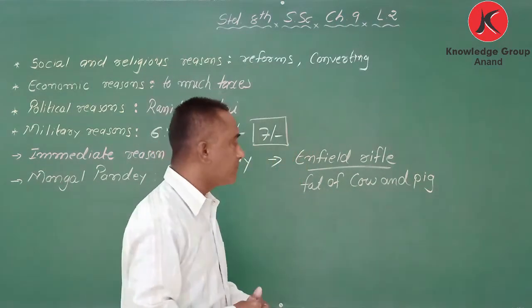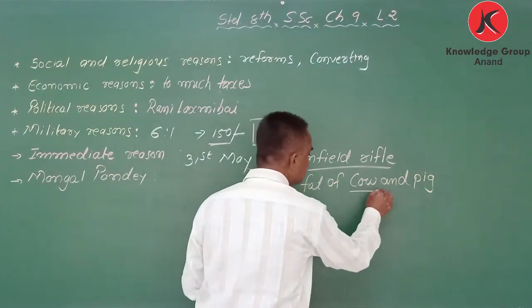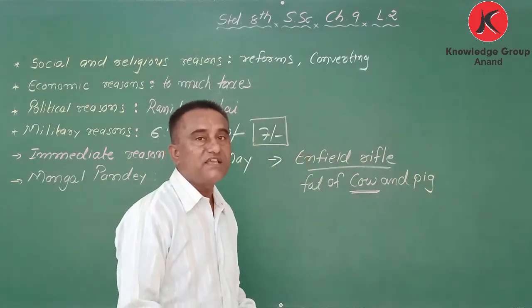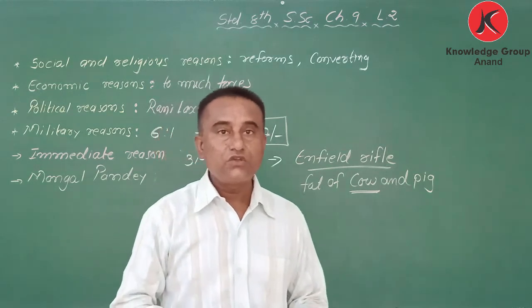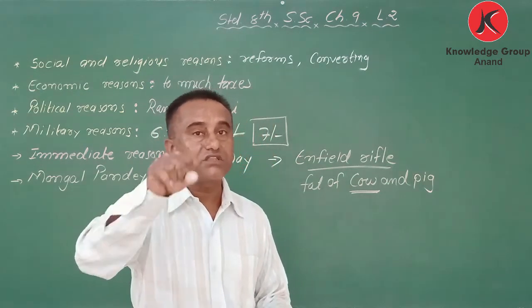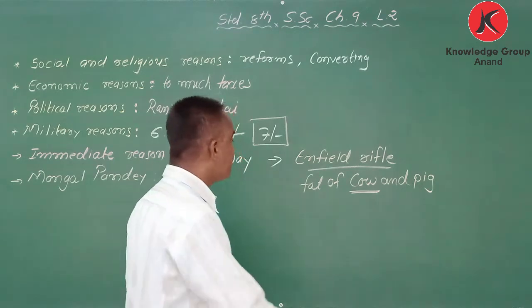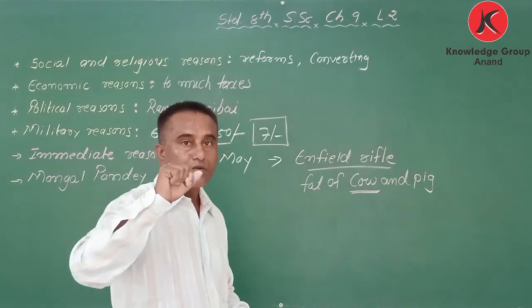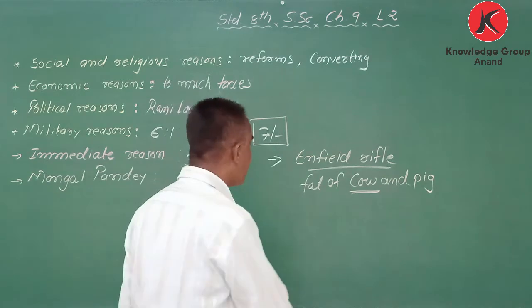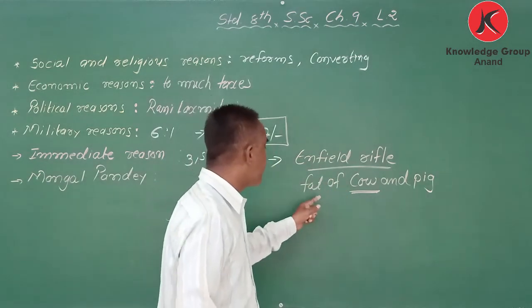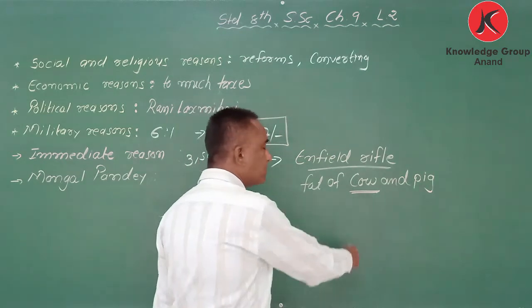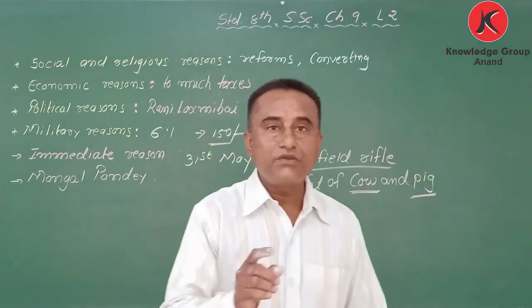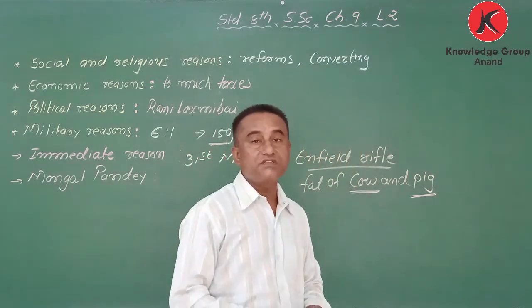So what happened? The Hindu people consider the cow a holy animal, and the Muslims consider the pig unholy. And my dear student, they said it was against their religion. So they did not want to open it. They did not want to touch this rifle. Why? Because the cap of the cartridge was taken off by the mouth, and the cap was made of fat of cow and pig. Cow is a holy animal for the Hindus, while pig is an unholy animal. So they did not want to use that, and because of that, the Indian soldiers refused to use this thing.